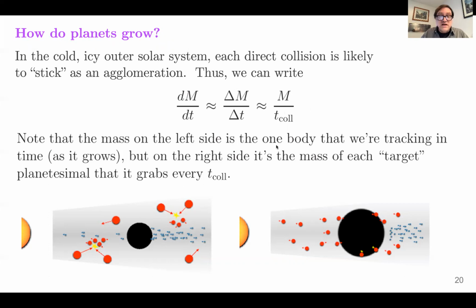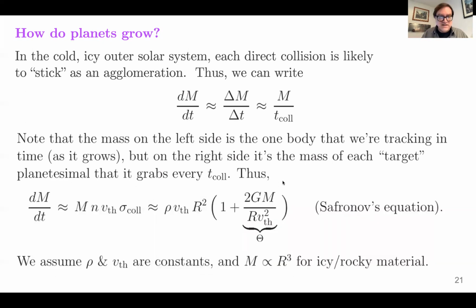Now, I'm playing a little fast and loose by using this capital M in different contexts, because on the left, we're following the M of t of the growing planet, but on the right, this M is the mass of each little red planetesimal, as in these cartoons, that gets accreted onto the planet. I hope the use of M is going to be clear in context, but soon we won't have to worry about it because we can sweep some of them under the rug here.